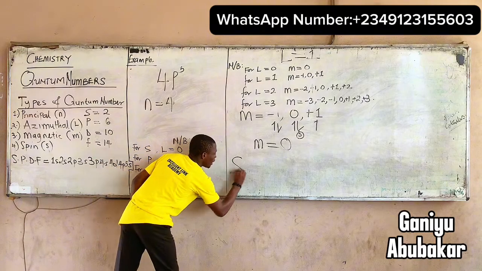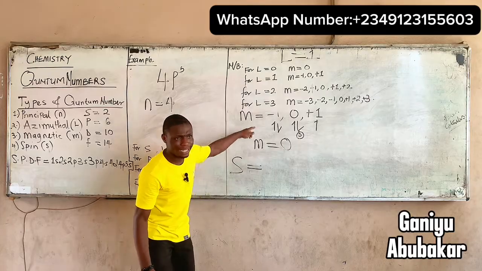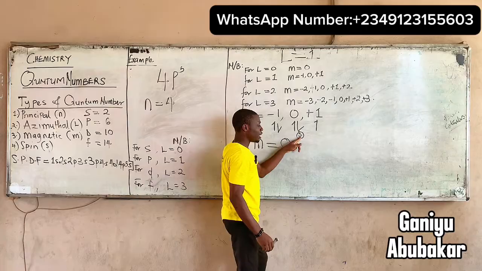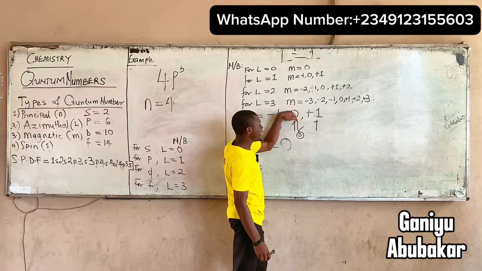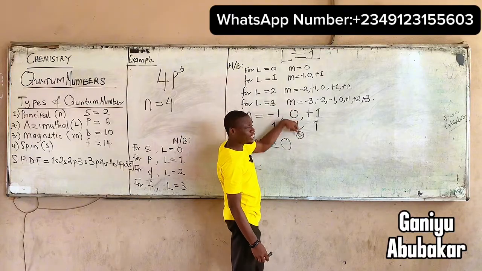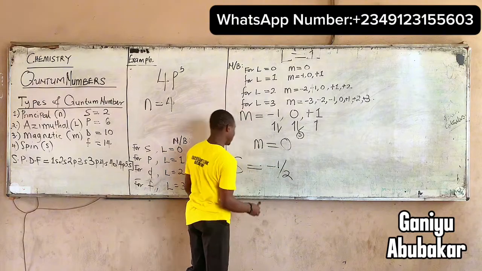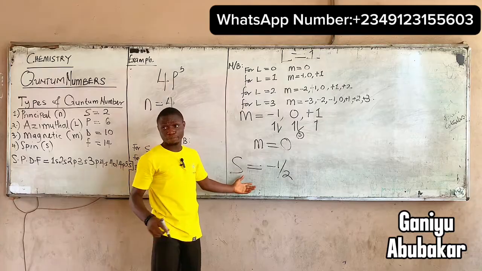Let's get spin. For spin here, we said go back to your magnetic, this part here. The last shell, the last electron: is the arrow facing up or down? Arrow facing downward. So when it's down, I have a minus half as my final answer for my spin.